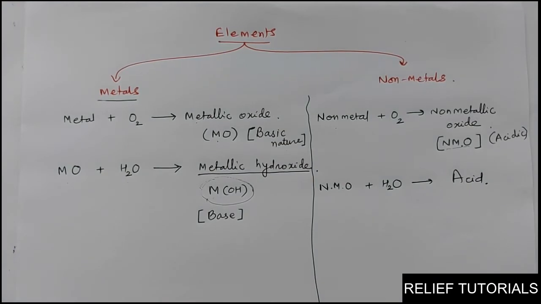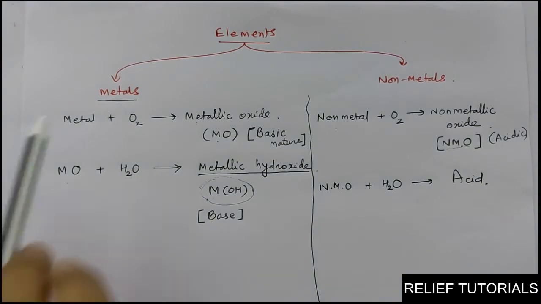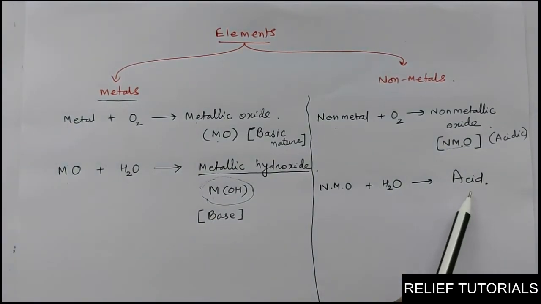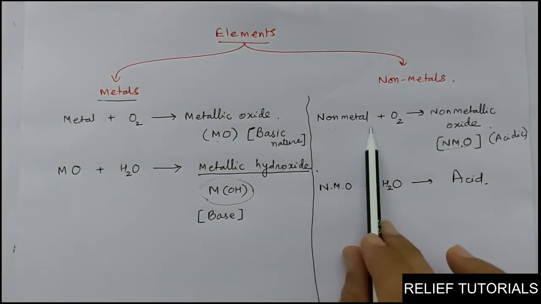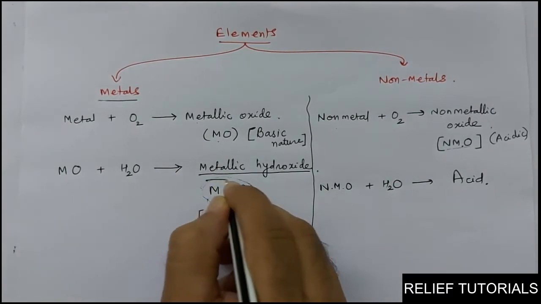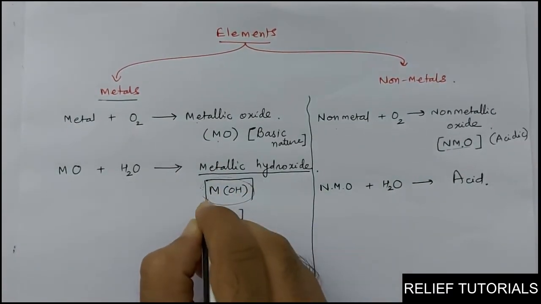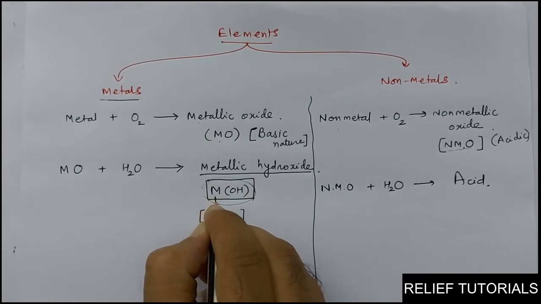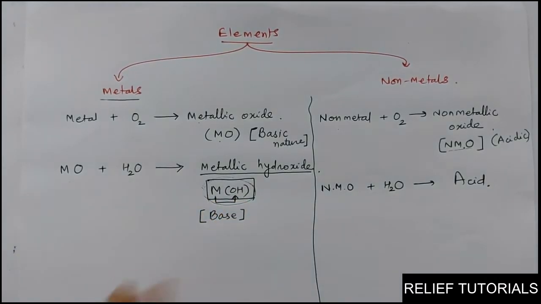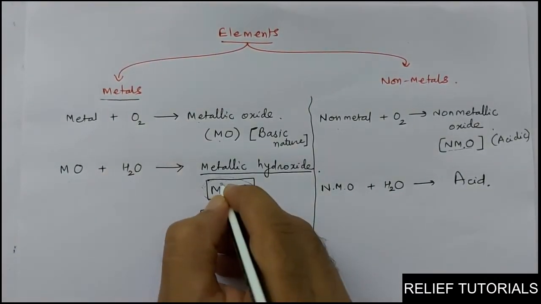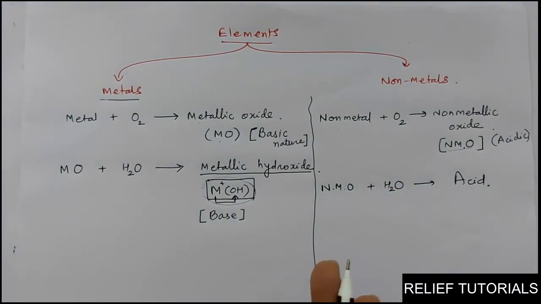So this is the basic information on how we can form base and acid. Bases are normally formed from metals and acids are normally obtained from non-metals. This is the chemical composition of every base: metal and hydroxide ion. It's very easy. Metal forms a positive ion and OH is a negative ion.